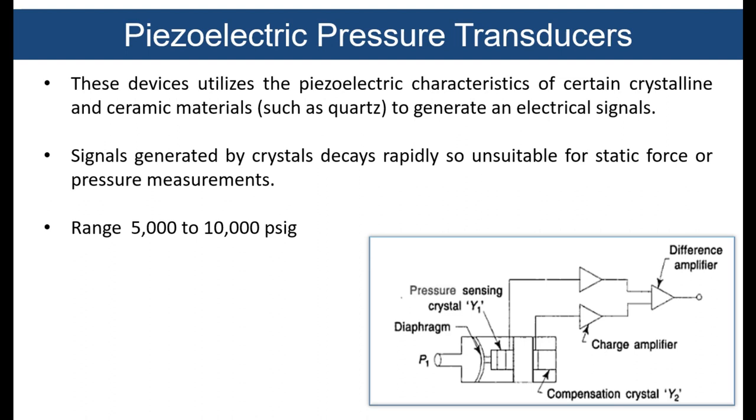Next is the piezoelectric pressure transducer. These devices utilize the piezoelectric characteristic of certain crystalline and ceramic materials like quartz to generate an electric signal. Those signals generated by the crystals decay rapidly, so it is unsuitable for static force or pressure measurement. The range of this piezoelectric pressure transducer starts from 5000 to 10,000 PSIG.